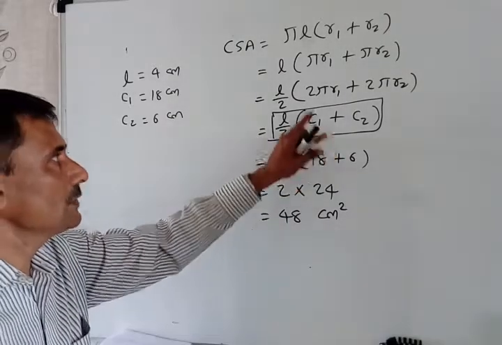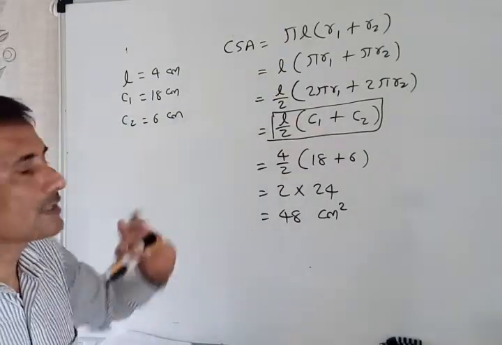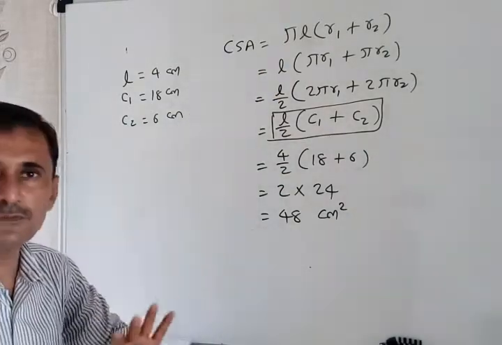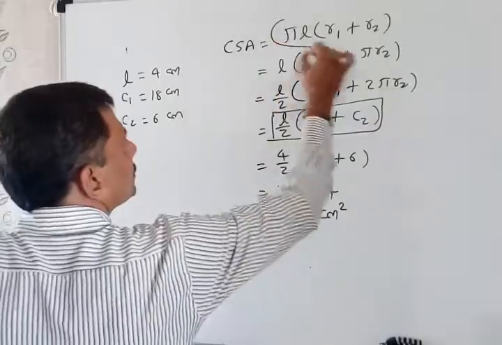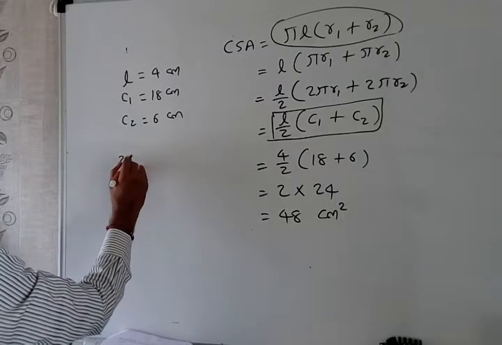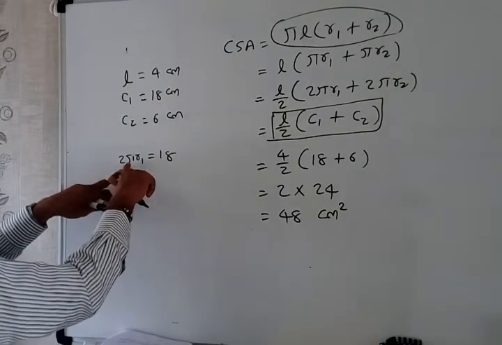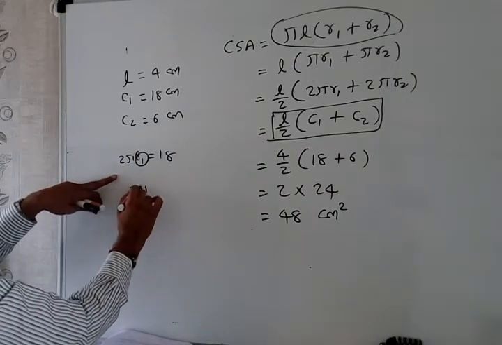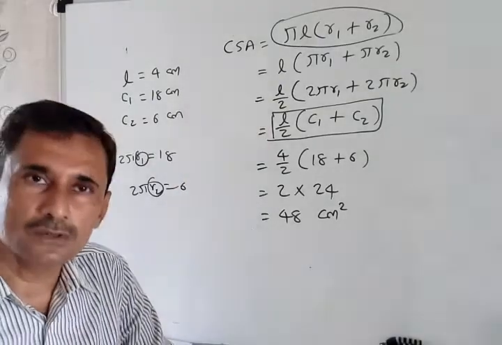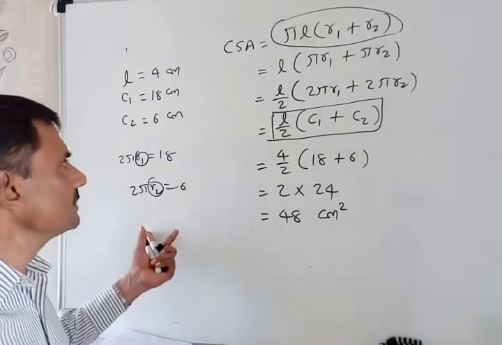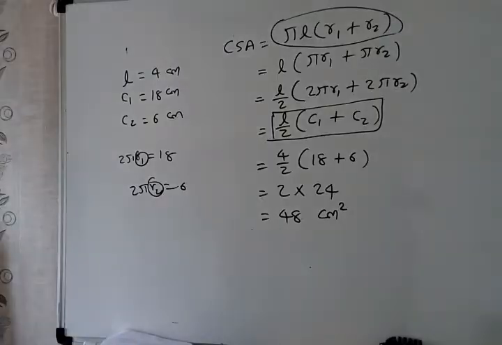So it is a new formula, otherwise just understand how the symbol of circumference came in the formula of CSA of a frustum of a cone. Otherwise, if you want to use the original formula, then you can find it this way also: 2 pi R1 equal to 18. So you can find R1, then R2, and after finding R1 and R2, you can use the original formula also. Okay, but it becomes quite long. This is quite short. Okay, so that way you will remember.